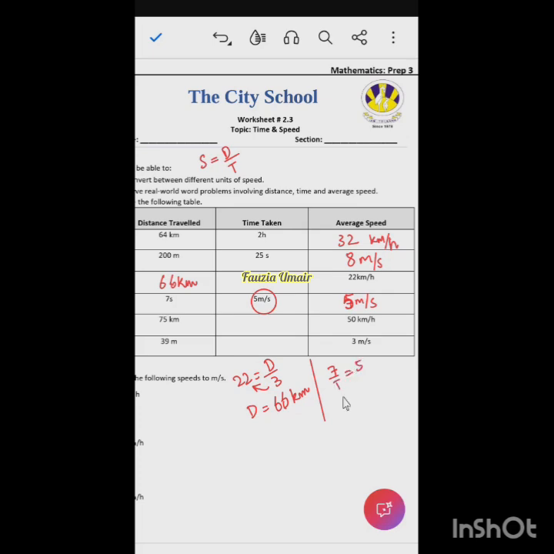Right? So if you rearrange it, t will be 7 by 5. 7 by 5 is 1.4. So you will write down 1.4. What would be the unit?